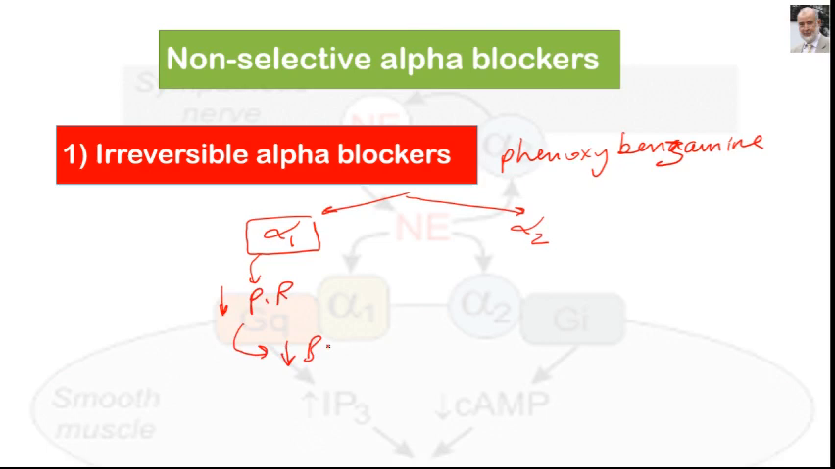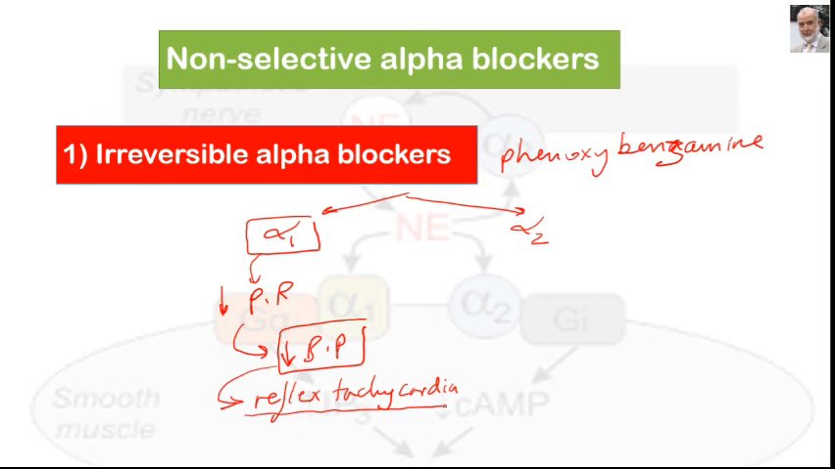This is the first effect. They produce a decrease in blood pressure. This decrease in blood pressure will stimulate the baroreceptor reflex and will result in reflex tachycardia. Because as we have said before several times, any decrease in blood pressure, when it is severe, will stimulate the baroreceptor reflex, and baroreceptor reflex will result in activation of sympathetic activity in the heart, and this will result in reflex tachycardia. So this is a very common action of these drugs: decrease in blood pressure plus reflex tachycardia.